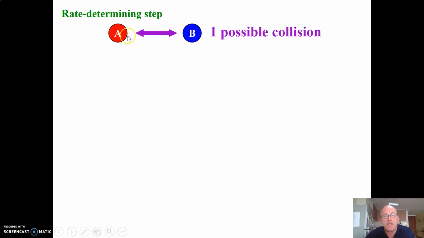You can see there's one possible collision here, isn't there? Okay, if I doubled B, it would be twice the chance of a collision. If I doubled A, there would be twice the chance of a collision. So you can see it's first order for either.